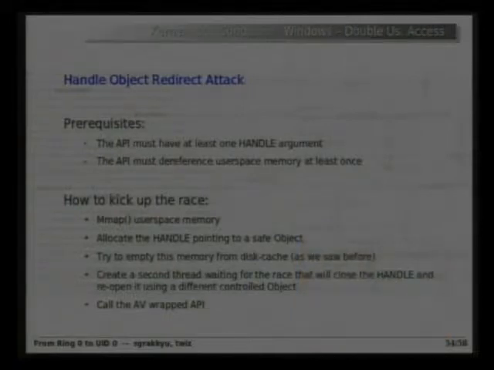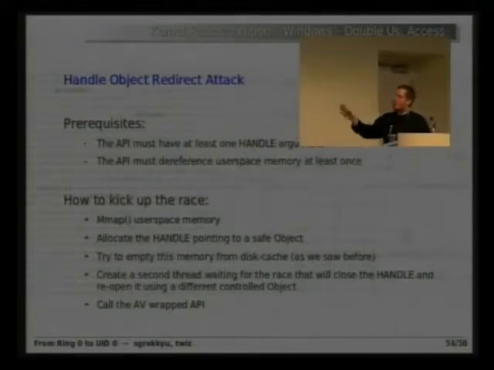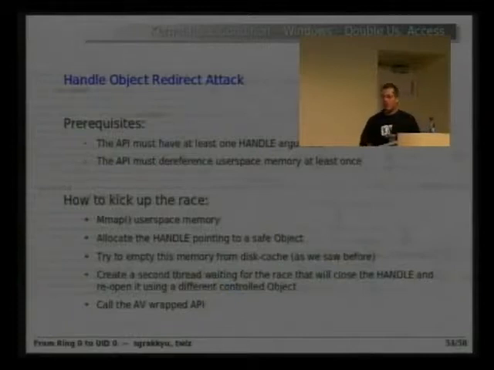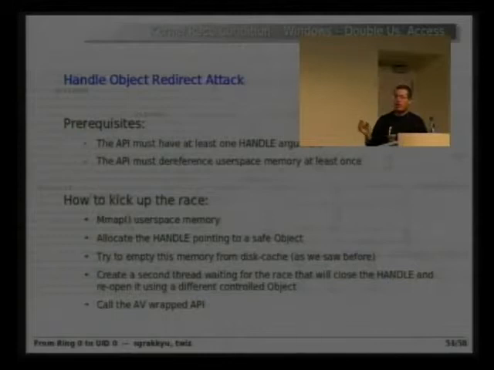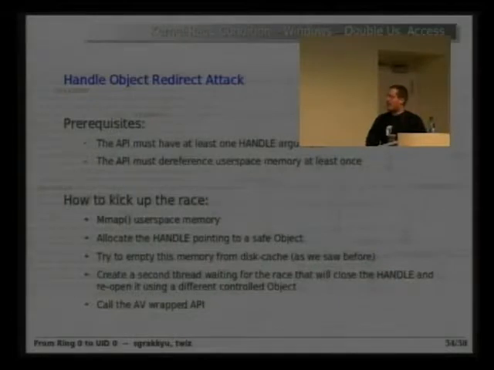Also in this example, we create a file mapping on Windows. For the user space memory, we must allocate a handle pointing to a safe object. As a safe object, I mean an object that is not critical for the antivirus monitoring it. For example, we can open a registry key that is not monitored, that is not a critical key. We try to empty the memory from this cache to get the race.